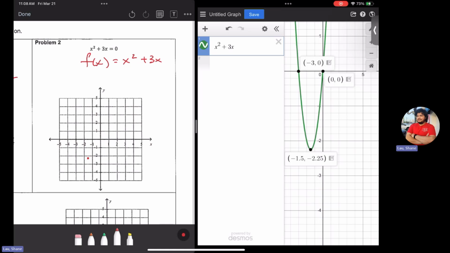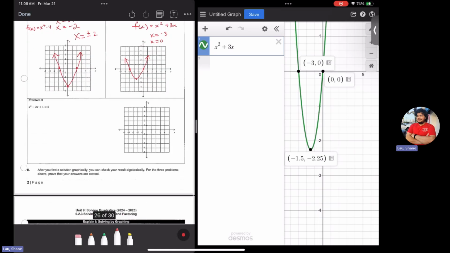But then I need to figure out what my x-intercepts are. I get (-3, 0) and (0, 0). And I should have a graph that looks something like that. So my solutions here are going to be x equals negative 3 and x equals 0. To me, at least, this seems pretty nice and easy so far.